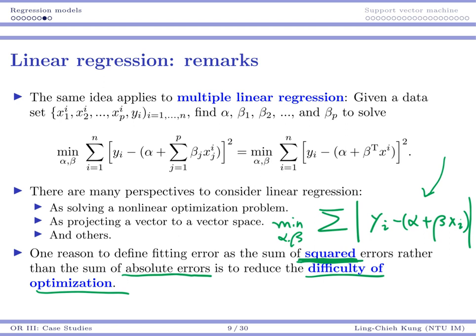You may still use your algorithms, whatever, to search for an optimization, but why do we want to do that? So pretty much that's one reason why people accept this setting, why people accept using square terms to define fitting errors.